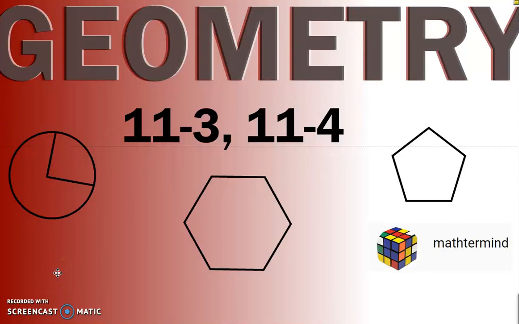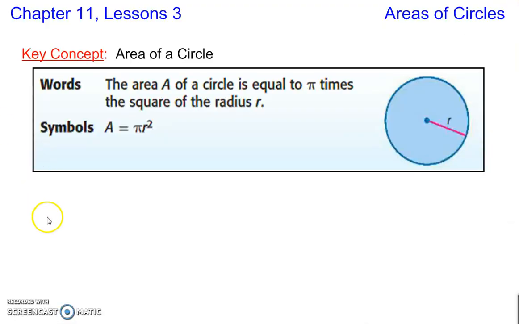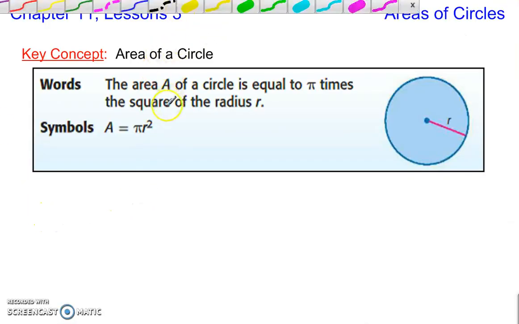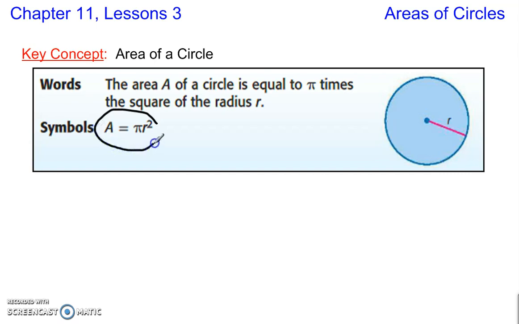Alright, welcome back to Geometry 11.3 and 11.4. We're looking at the area of regular polygons and circles. So first, the area of a circle. This isn't necessarily new to you. The area of a circle is pi r squared.